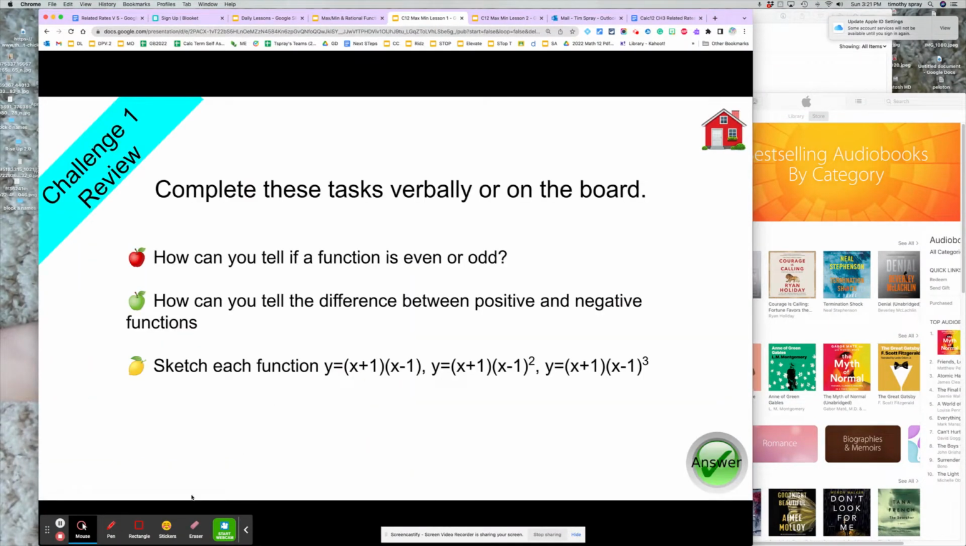First off, we need to do a little bit of review. You need to make sure that you know when a function's even and when a function's odd. So please pause the video and answer these questions, and then check in.